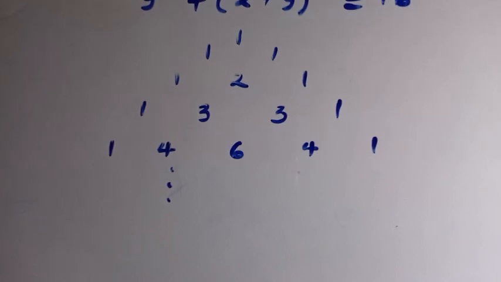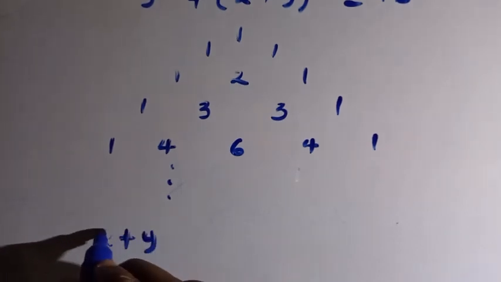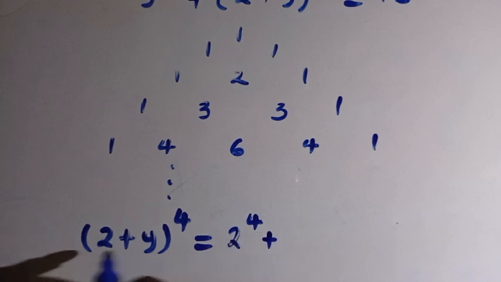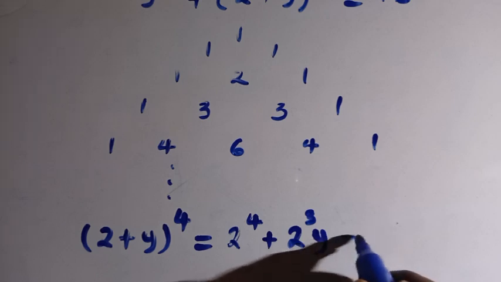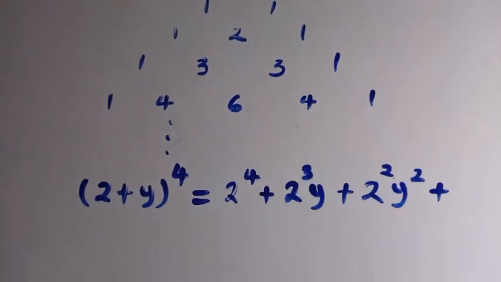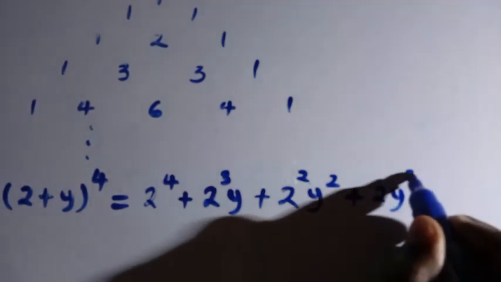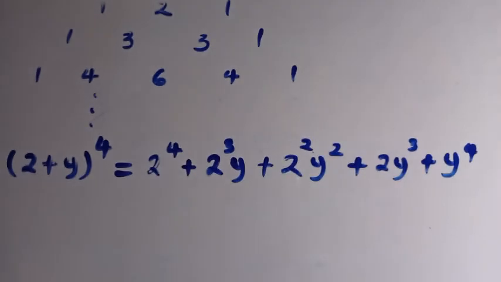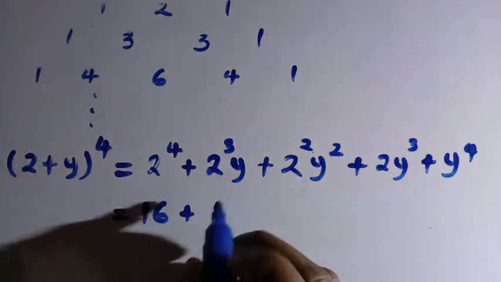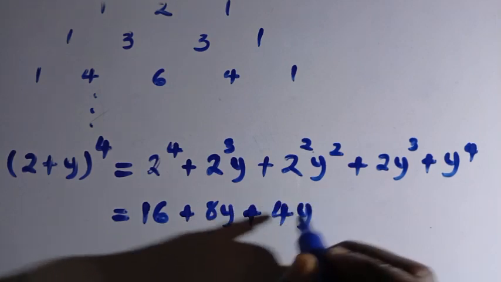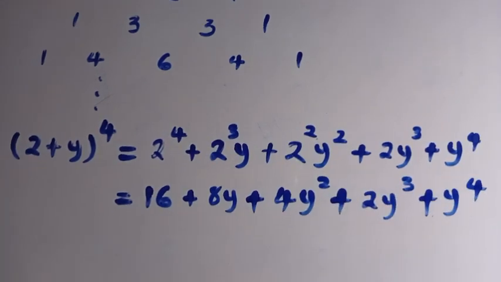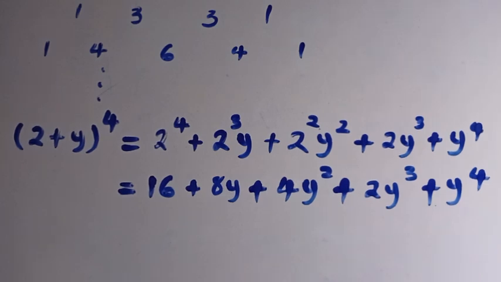So for (2 + y)^4, if you are to expand that one only, this equals 2^4, then plus 2^3 y, plus 2^2 y^2, plus 2y^3 and plus y^4. Before we introduce the coefficient terms, 2^4 here is 16, plus 2^3 is 8y, plus 4y squared, plus 2y cubed, plus y^4. So by introducing the coefficients of everything, which is 1, 4, 6, 4, 1.